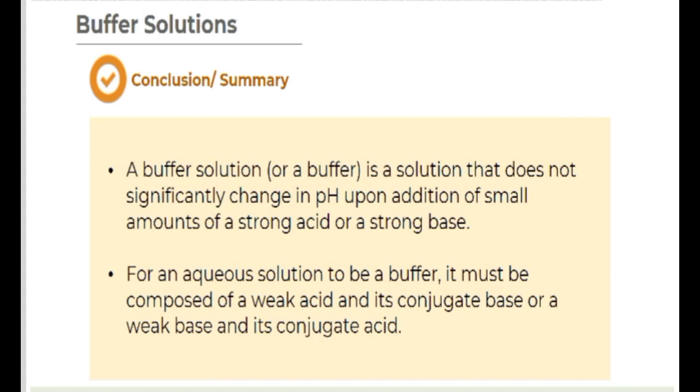So, to summarize, a buffer solution or a buffer is a solution that does not significantly change in pH upon addition of small amounts of a strong acid or a strong base. For an aqueous solution to be a buffer, it must be composed of a weak acid and its conjugate base, or a weak base and its conjugate acid.